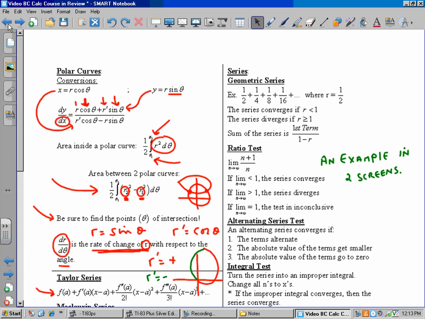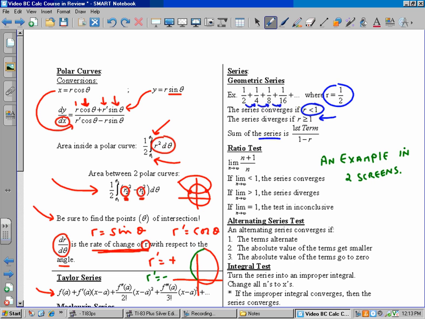So let's go back and talk a little bit more about series in terms of their convergence. A geometric series is a series where each term is related to the previous term by a common multiple. So here you see we keep multiplying by 1/2. So it's a geometric series with a ratio of 1/2. This series converges if the absolute value of r is less than 1. If it's equal to 1 or greater than 1, then the series would diverge.